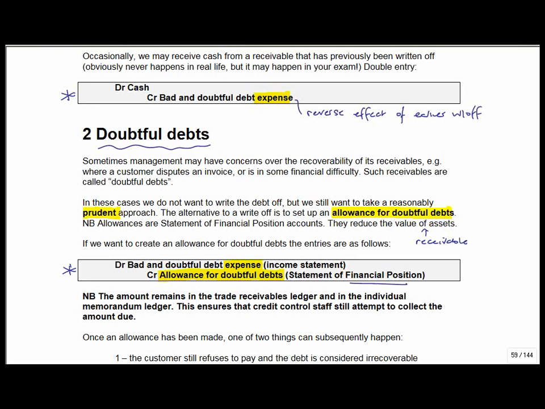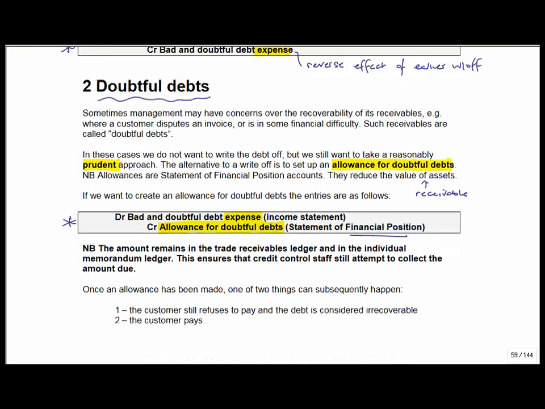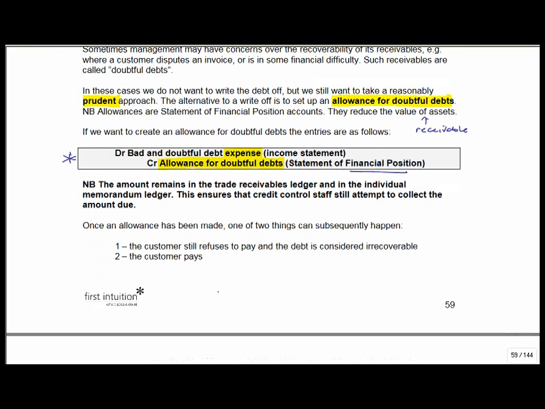Okay, so three lots of double entry there to learn. But having created this allowance, that's not necessarily the end of the story. Having created this, there's two things that might happen. Firstly, it might be that the customer still doesn't pay, or the customer does pay. So we need to know what we do in each of those situations as well.